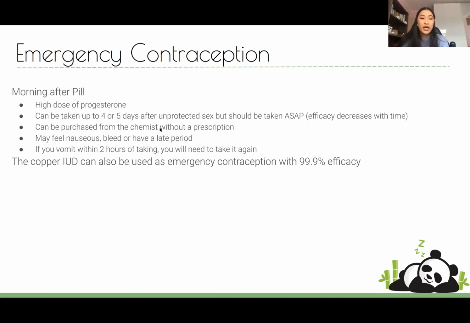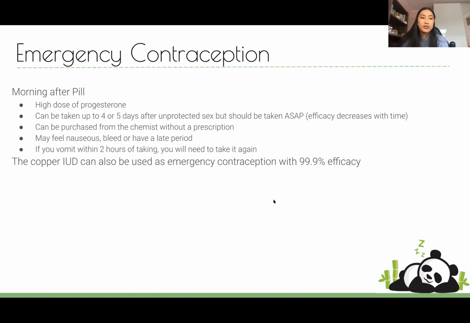Emergency contraception can be purchased without a prescription, and there are some unpleasant side effects, which is why no one would ever go on the emergency contraception as regular contraception. It causes nausea, bleeding, and potentially a late period. The issue with the nausea is that if they actually vomit within 2 hours of taking it, they need to take it again.